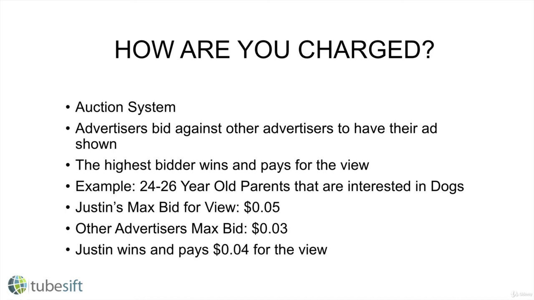So AdWords figures all this out behind the scenes very quickly when a 24 to 26-year-old parent who's interested in dogs is watching a video, and we might be bidding on the same video, whatever it is. Basically, I would win that auction and pay 4 cents for the view because I would one-up this guy, right, or girl, whatever. So that's how we're charged here.